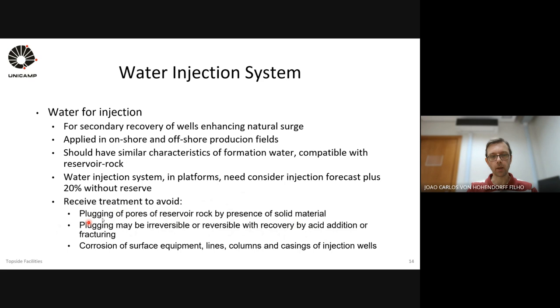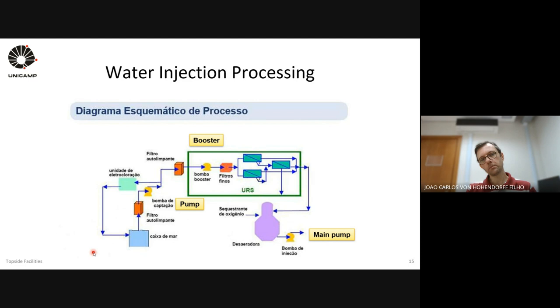And of course, we have problems in terms of corrosion of the equipment, and of the chemicals we can use in this equipment. So the idea is to avoid this, because we would need to change this part of the system, and it's sometimes complicated to do. This is the idea of a water injection process.